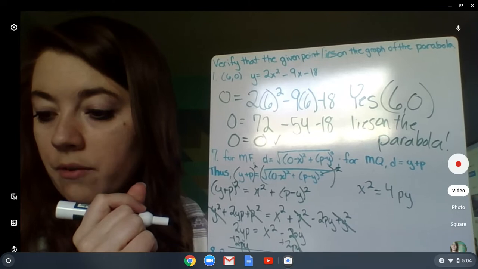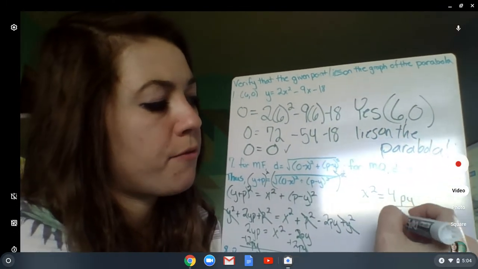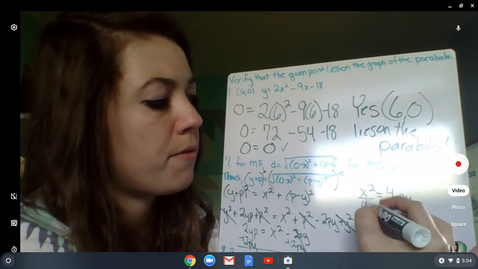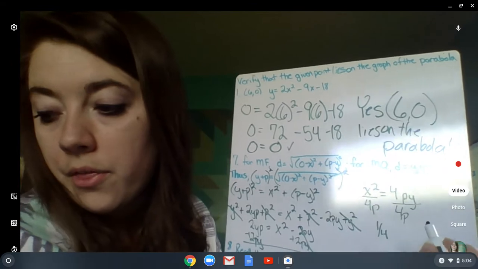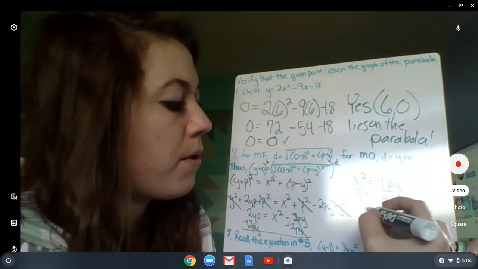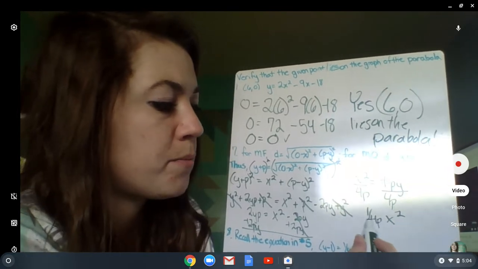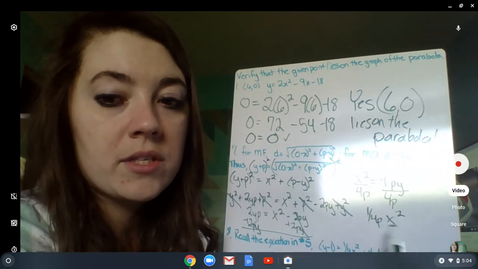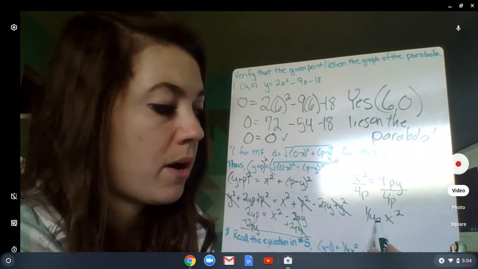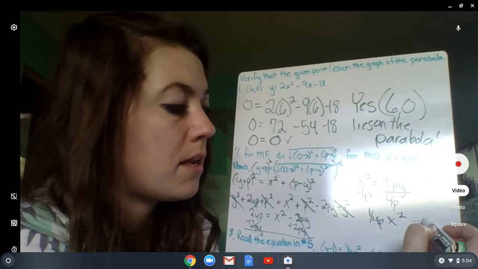Now we want to get y by itself, so we're going to divide by 4p, divide by 4p, so we end up with 1 over 4p times x squared. Now this p is attached to the 4, so that p is in the denominator of this fraction. It's not being multiplied to the x squared. First you have to multiply it by the 4. And then this equals y.